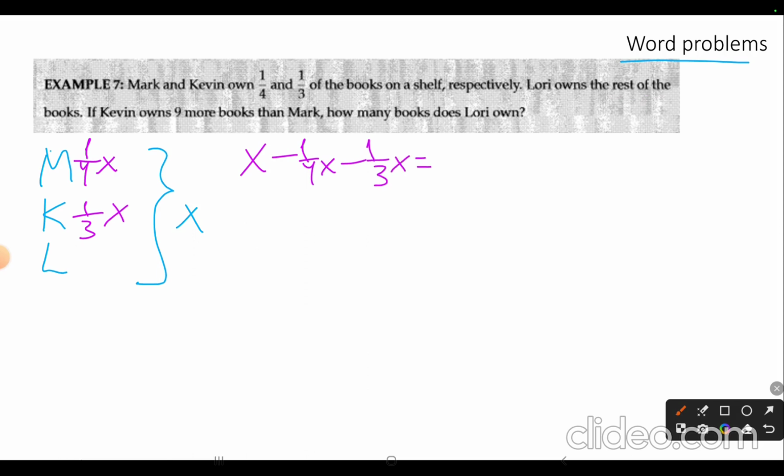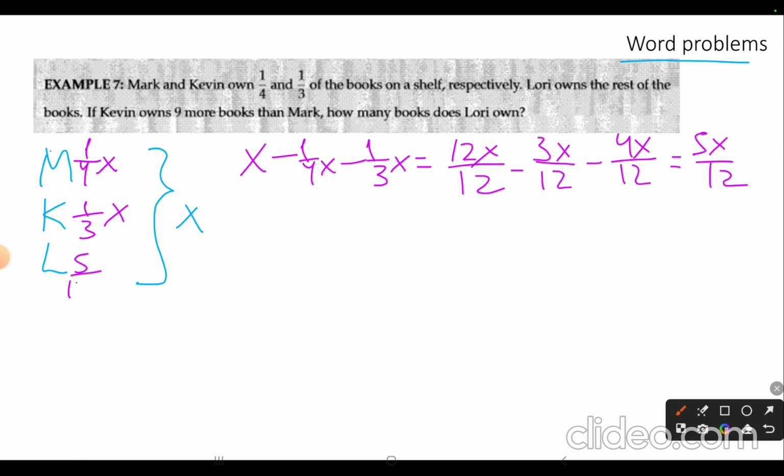And let's find common denominator. It is 12. We can write it 12x over 12 minus 3x over 12 minus 4x over 12. When we subtract it, we have 5x over 12. So we found Lori has 5/12x books. And if Kevin owns 9 more books than Mark, this is our equation.